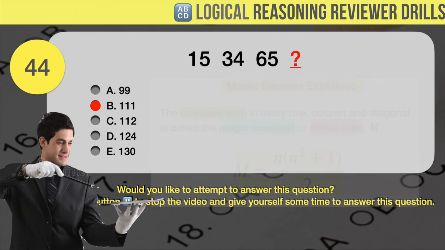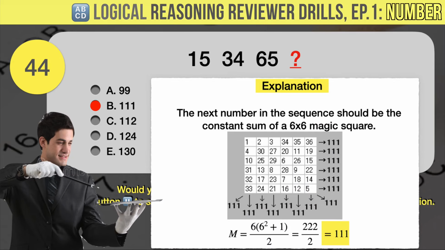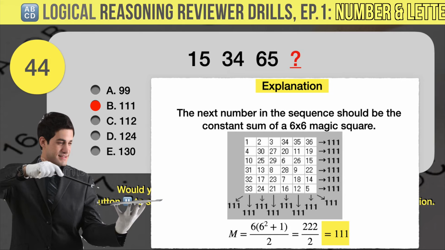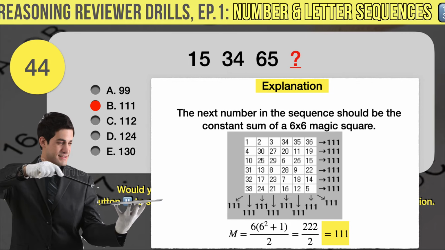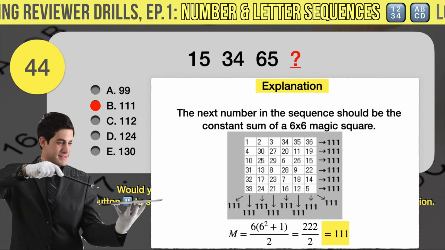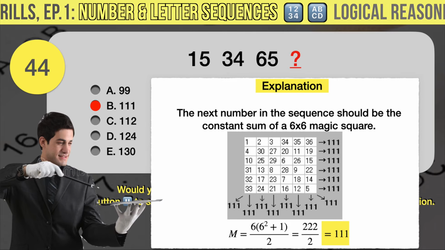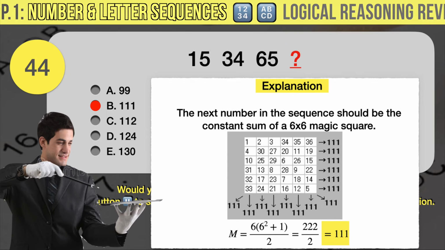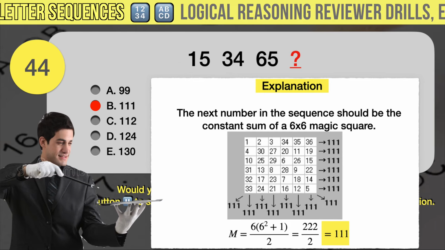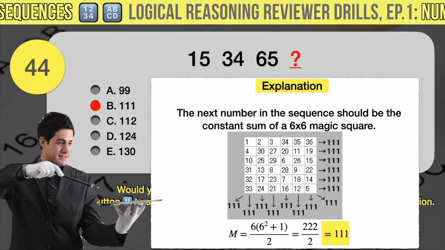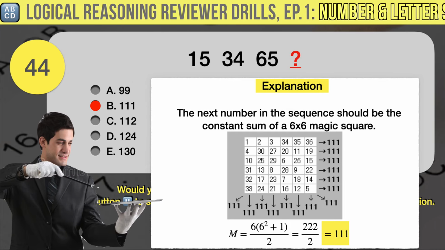Going back to our given sequence, let's try to use the formula to solve for the sum of a 6 by 6 magic square to validate if our answer of 111 is indeed correct. Substituting the value of n, which is 6, in the formula, we should quickly arrive at 111. So yes, 111 is indeed the constant sum of a 6 by 6 magic square. If we continue the sequence further, we can use the formula to find the next constant for n equals 7, that is, a 7 by 7 magic square. It should be 175.